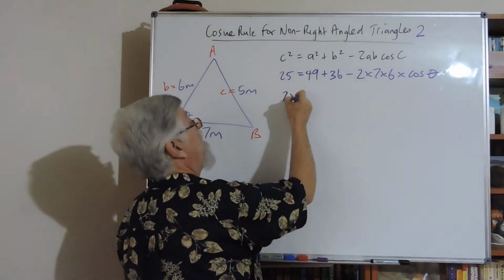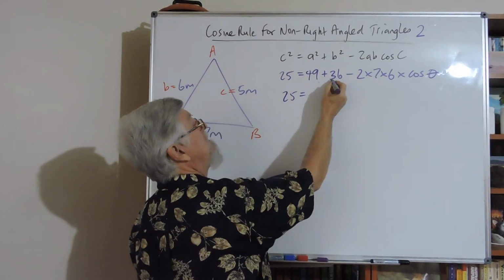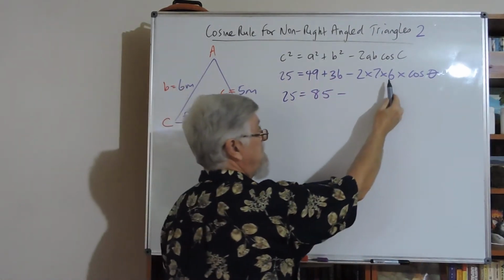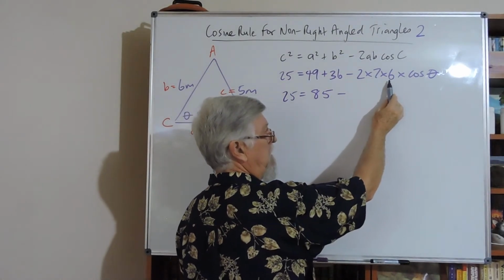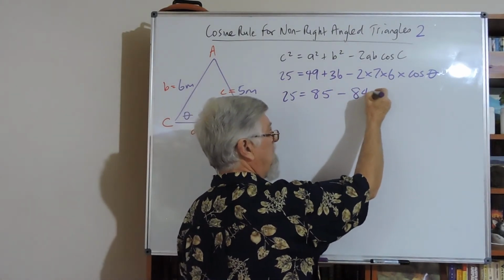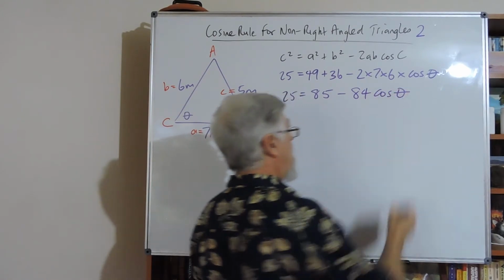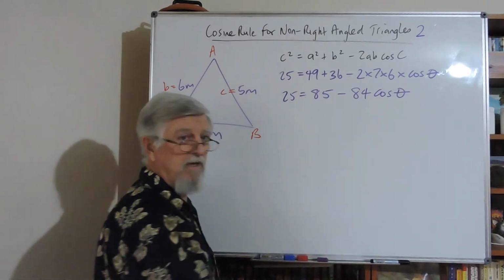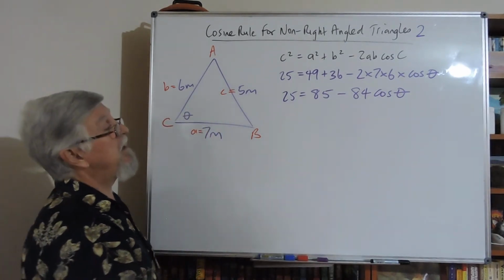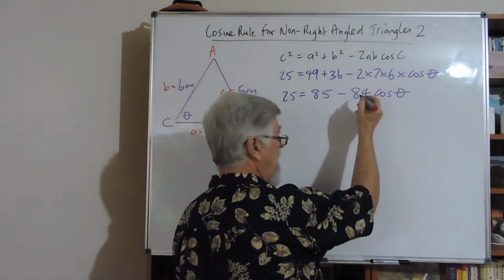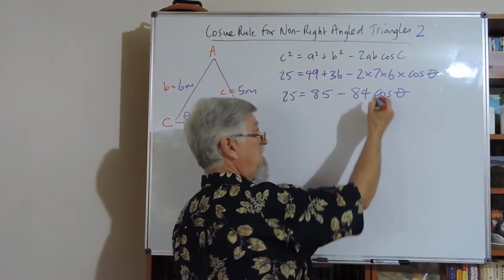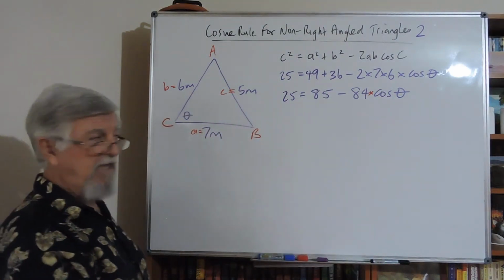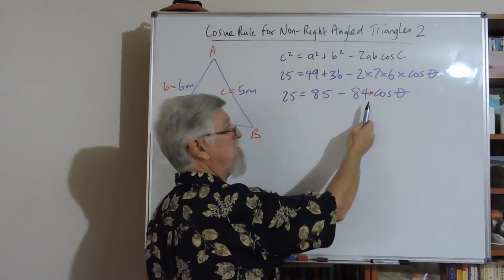I have got a 25, and this is going to be 49 plus 36, which is 85. And now I've got 6 7s are 42, and when I double 42 I get 84, and then I have the cos of theta. I've seen many students go 85 take 84 is 1 and get the question completely wrong. Order of operations: that 84, that minus 84, is connected to the cos theta with a multiplication, so I cannot do subtraction before I do multiplication.